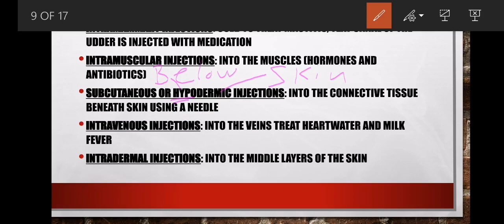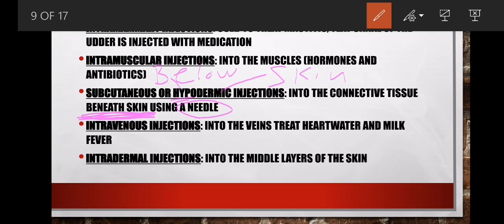So what type of injection is this one, which is subcutaneous or hypodermic injection? We are injecting the animal into the connective tissue beneath or below the skin. Take note of this part. Beneath or below the skin. Hence we say hypo simply means below. Dermic simply means skin. So we're injecting the animal below or beneath the skin. Then we are using what? A needle. I hope you master this one.